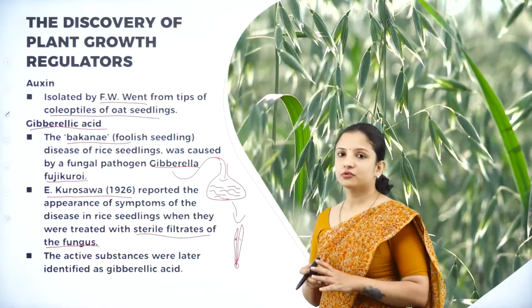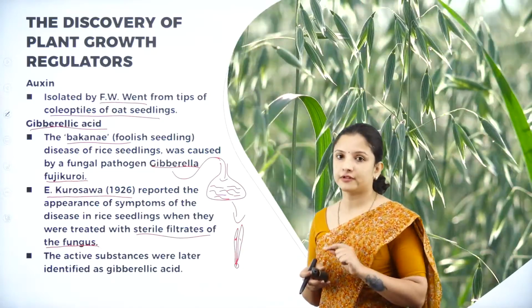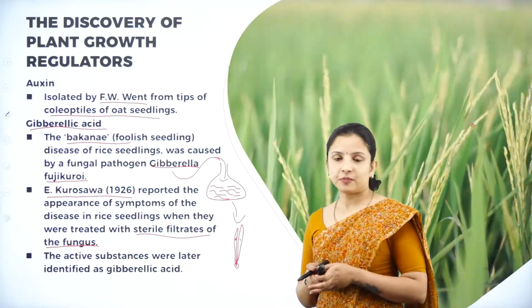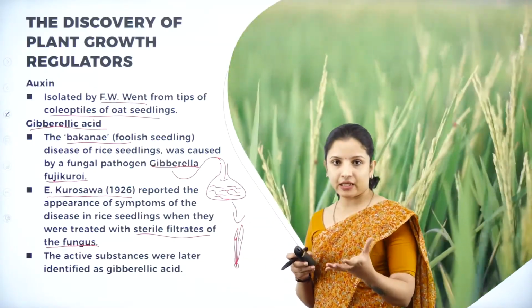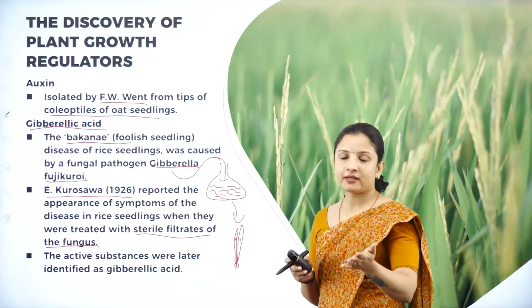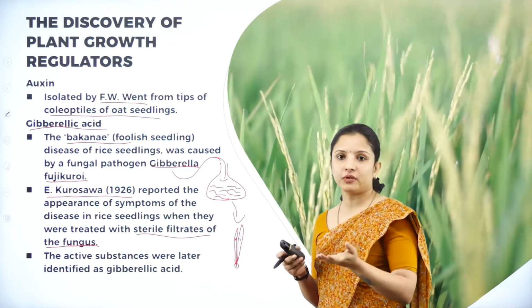So what are the symptoms of Bakanae disease, or the foolish seedling rice disease? That we should know first. The first main symptom is paling of the rice plant. The rice plant will become pale, and not just that, the rice plant will increase in height, more than the normal height.